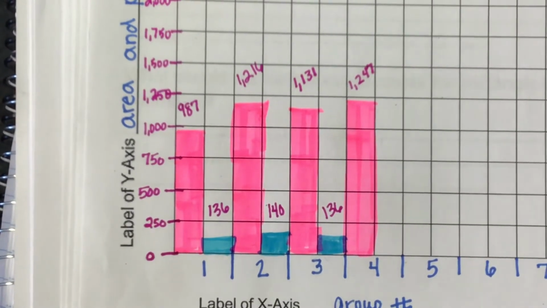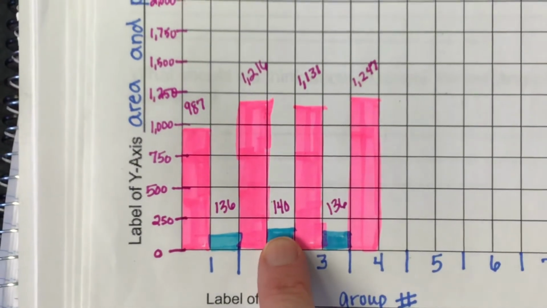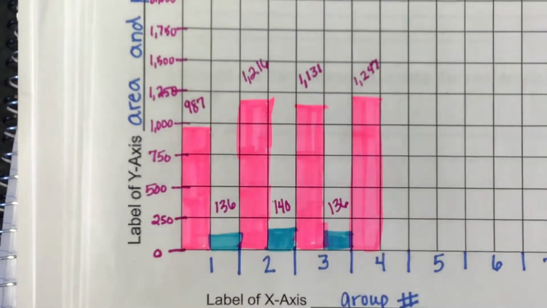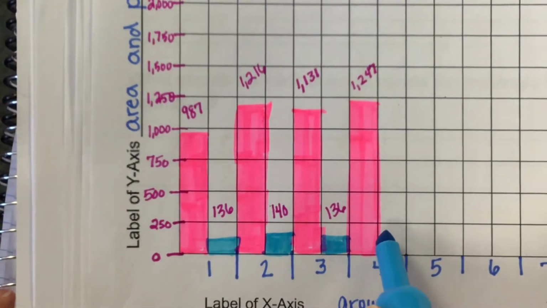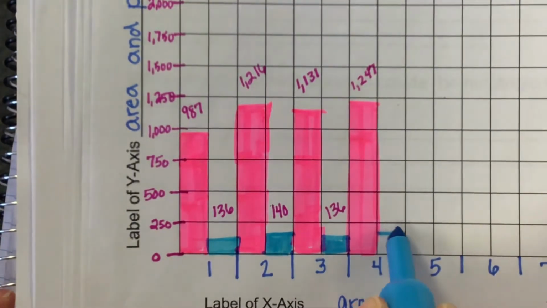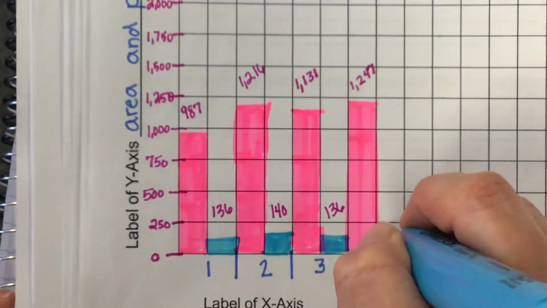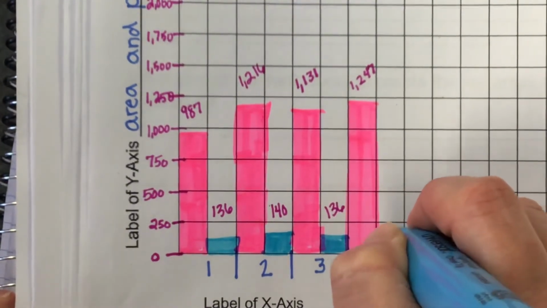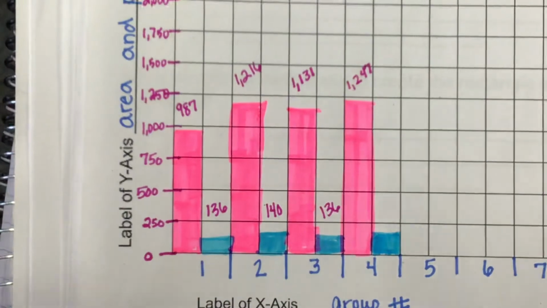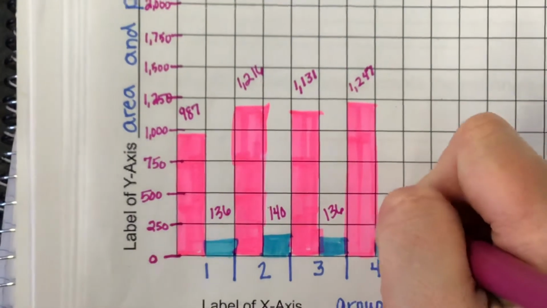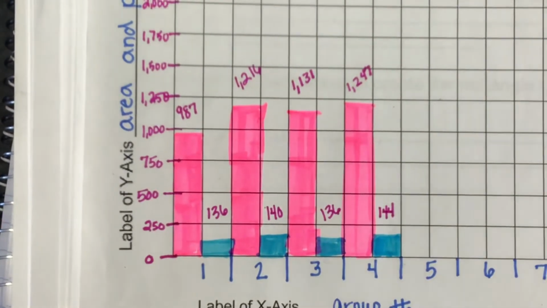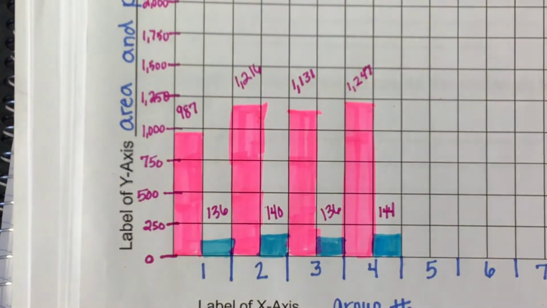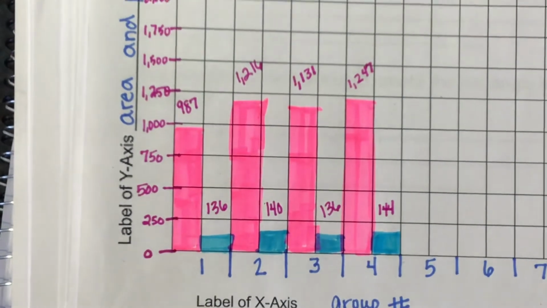Okay, our perimeter is 144. It's going to be slightly higher than this bar. Make sure you're checking them off as you go.